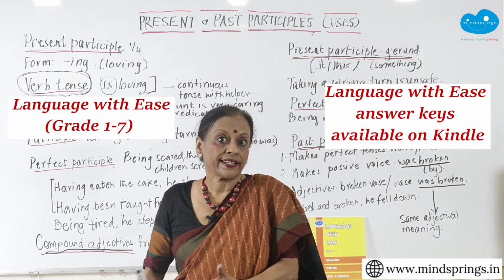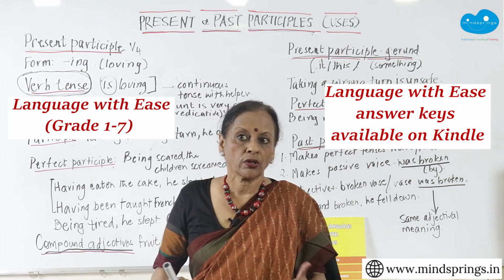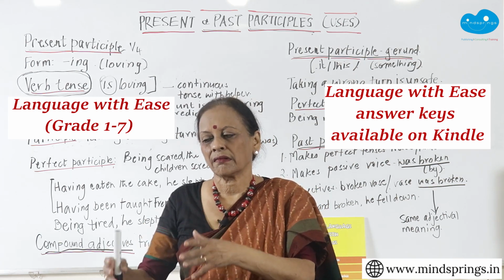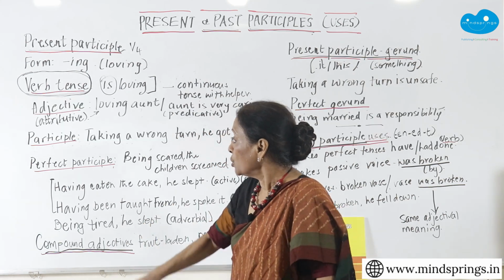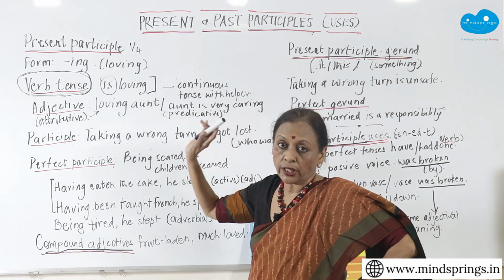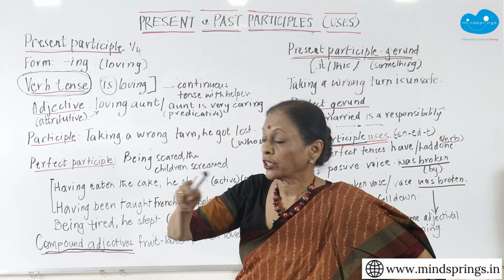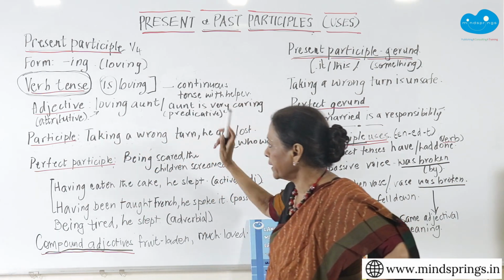Every day you do one sentence. So, it is an exercise book. It is not like Grammar with Ease, which is a basic reference book. So, there you go. So, this much you have understood now. It will make a verb tense with an auxiliary. If there is no auxiliary, it is going to be an adjective, either attributive or predicative.